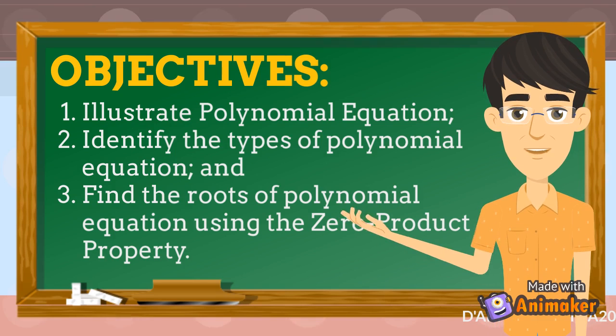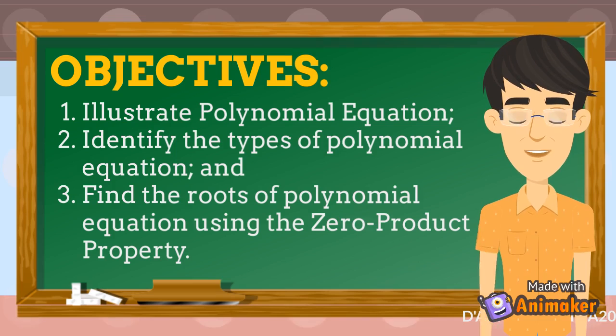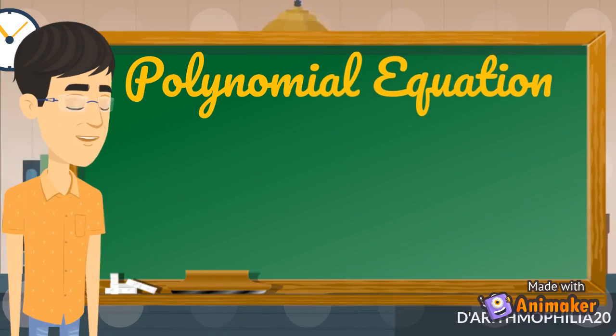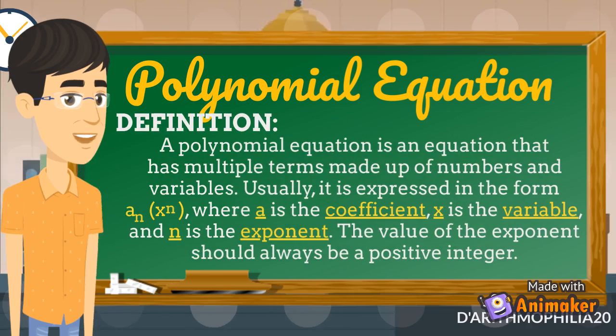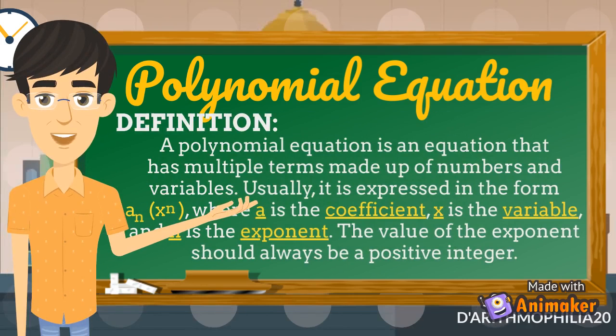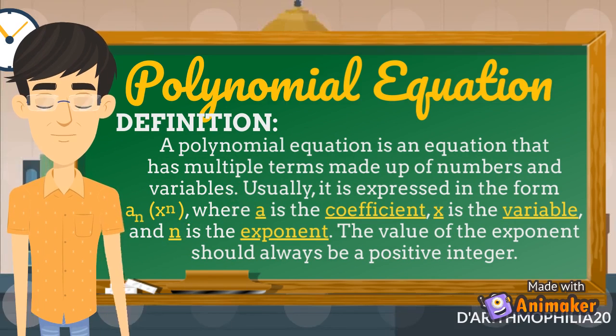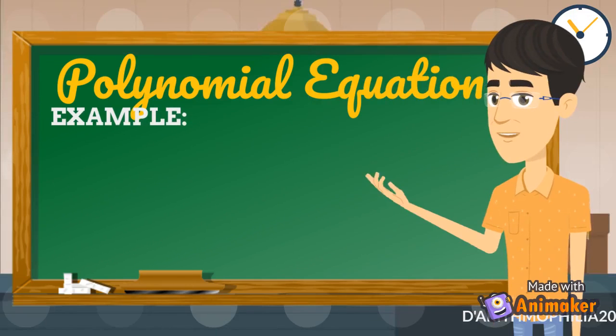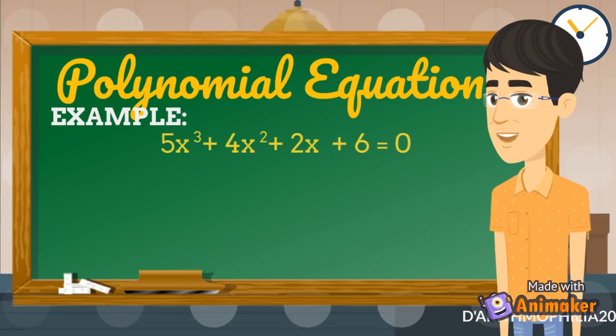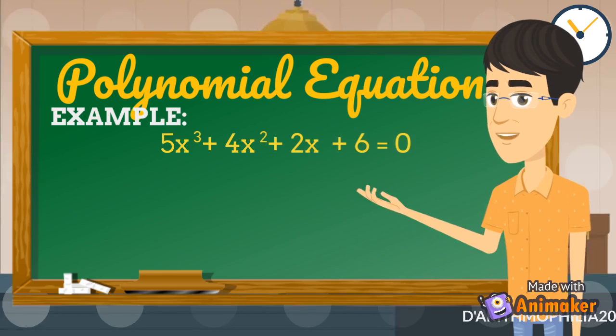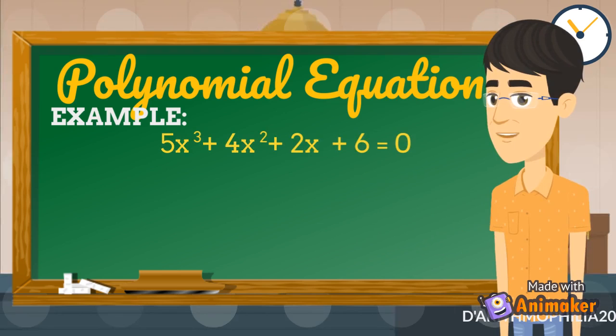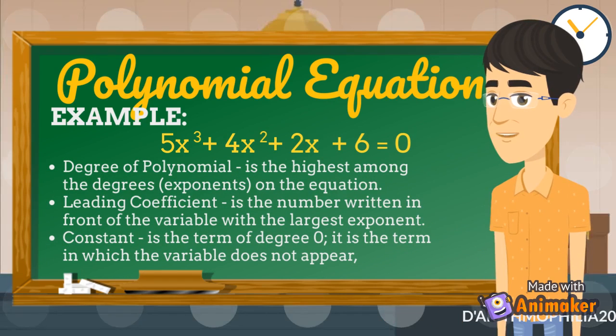Without further ado, let's now start our discussion, starting with the definition of polynomial equation. What is a polynomial equation? A polynomial equation is an equation that has multiple terms made up of numbers and variables. Usually, it is expressed in the form ax^n, where a is the coefficient, x is the variable, and n is the exponent. An example of a polynomial equation is 5x^3 + 4x^2 + 2x + 6 = 0. In this example, we can identify the following parts of the polynomial equation.